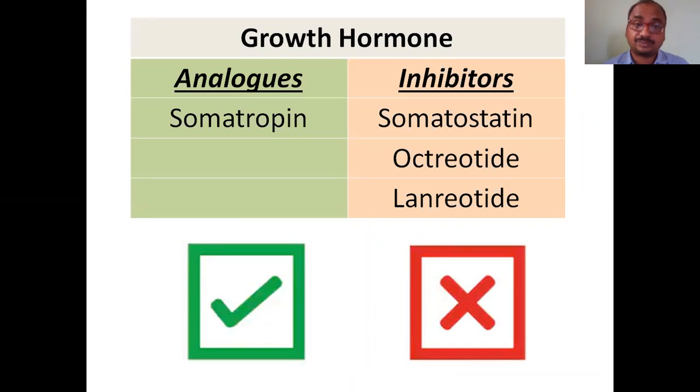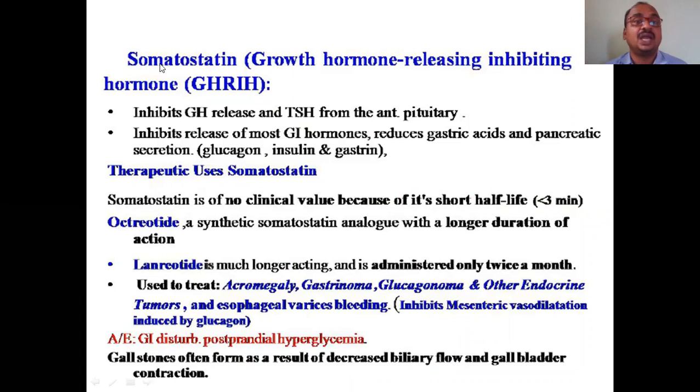Yeah, growth hormone analogs and inhibitors, it was mentioned in your syllabus. Analogs means which support, inhibitors means which work against. These points are very important. Somatotropin, here somatostatin stops. Octreotide, just like octa. Keep in your mind octopus, eight legs will be there. It controls the growth hormone. It inhibits the growth hormone. Octreotide and lanreotide, these are the inhibitors.